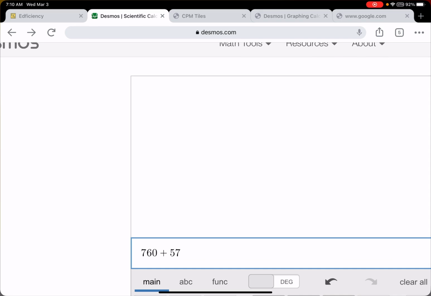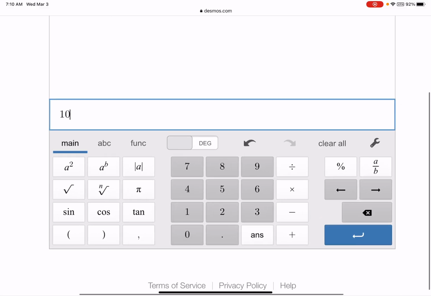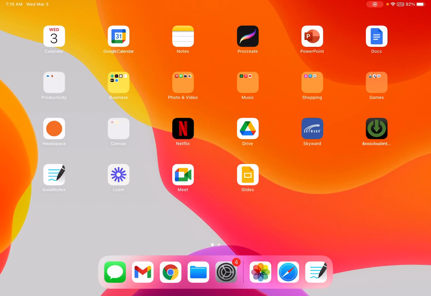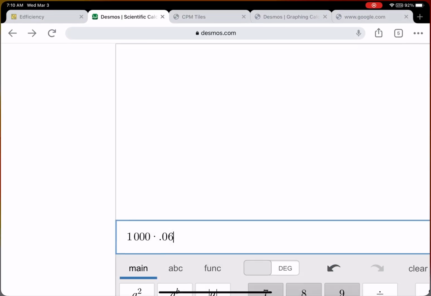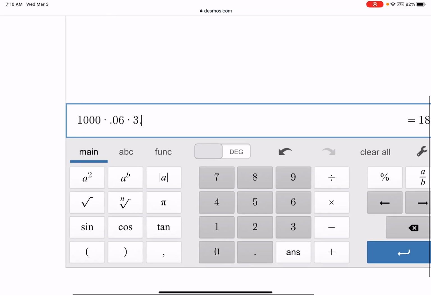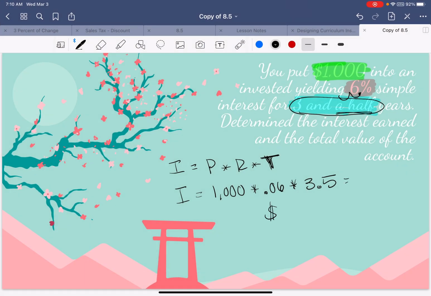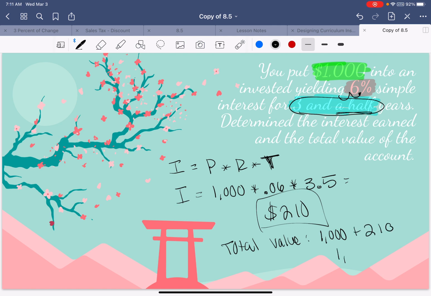So we have $1,000 times the rate, which is 0.06, right? 6%. And then it's in there for 3.5 years. So times 3.5. And we get $210. So that means after it being invested for 3.5 years, we make $210. So now the total value of my investment or my account is my principal of $1,000 plus my interest of $210. So I get $1,210. That is the end.